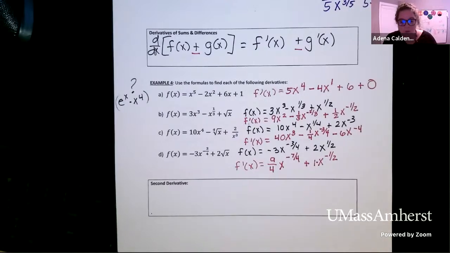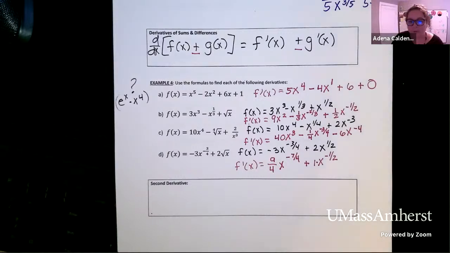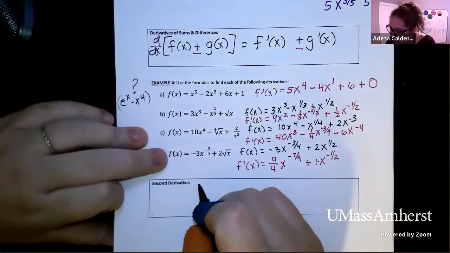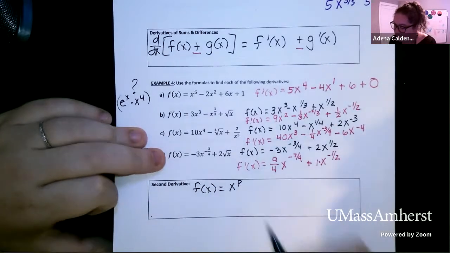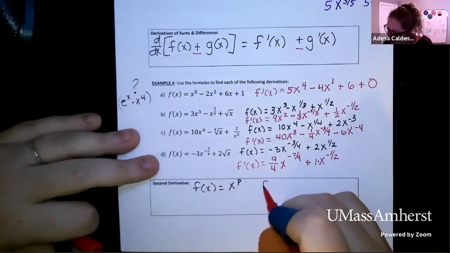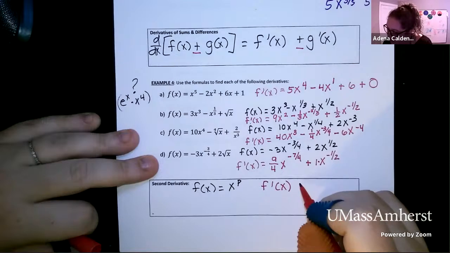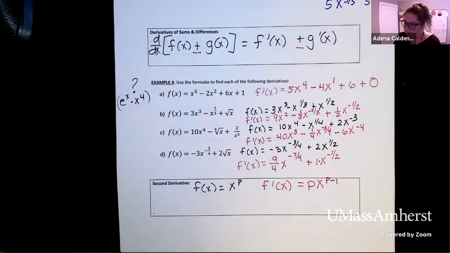Okay, so moving right on, we're going to add a little more information here. So the next thing we'll talk about is the second derivative. We know from our prior work in chapter 2 that the second derivative is the derivative of the first derivative. So if we have a function that is a power function, x to the p, we know from all our work in the last half hour that the derivative is px to the p minus 1.